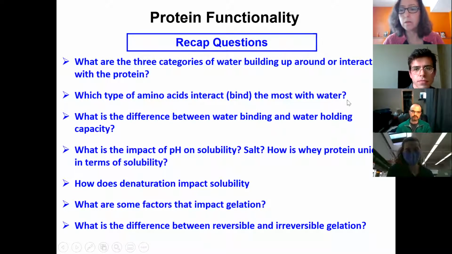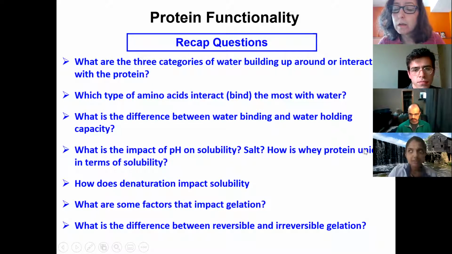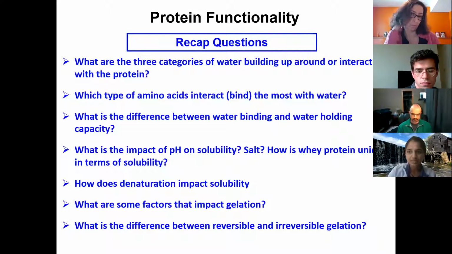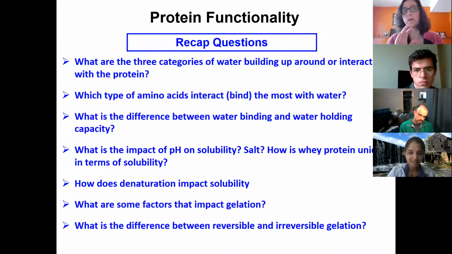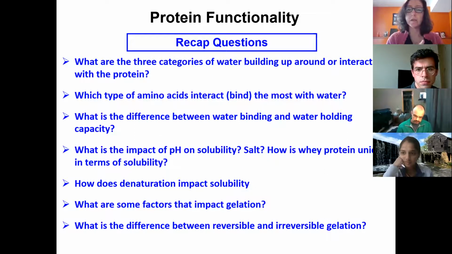Solubility, water binding, and water holding. So gelation, basically. It's protein, water, protein. And I don't know the third one. Protein, water, protein, yes. But that is correct in terms of water-protein interactions.